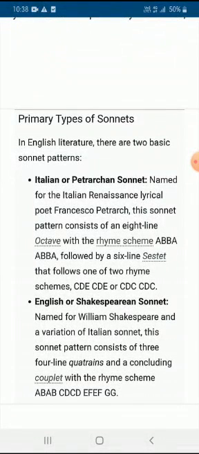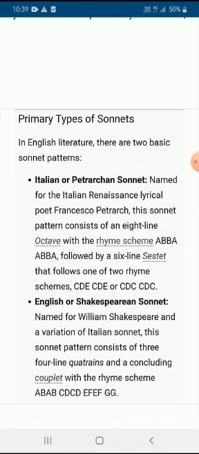Primary types of sonnets. In English literature, there are two basic sonnet patterns. Number 1, Italian or Petrarchan sonnet, named for the Italian Renaissance lyrical poet Francesco Petrarch. This sonnet pattern consists of an 8-line octave with the rhyme scheme ABBA, ABBA, followed by a 6-line sestet that follows one of two rhyme schemes: CDE, CDE or CDC, CDC.